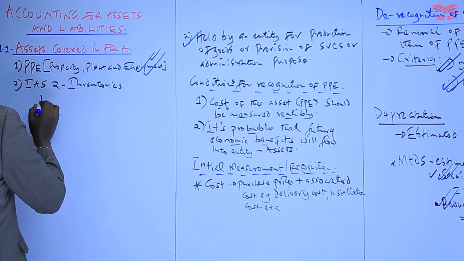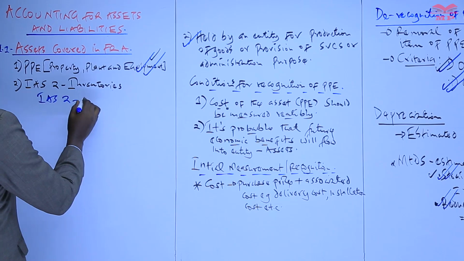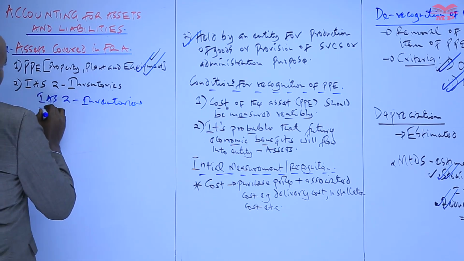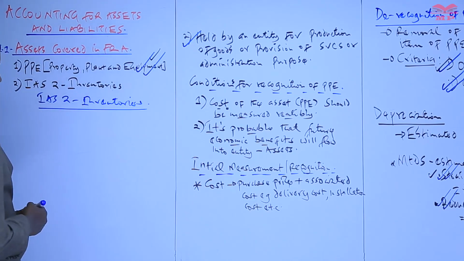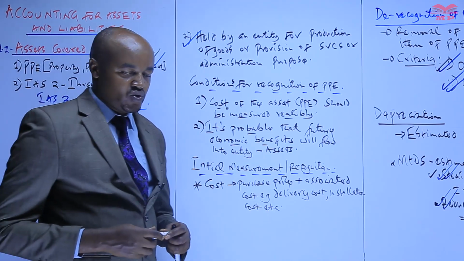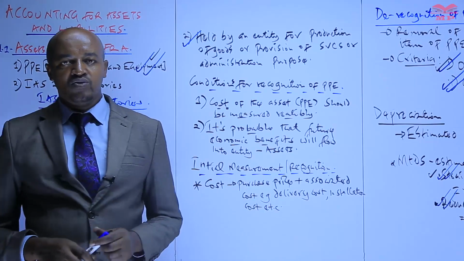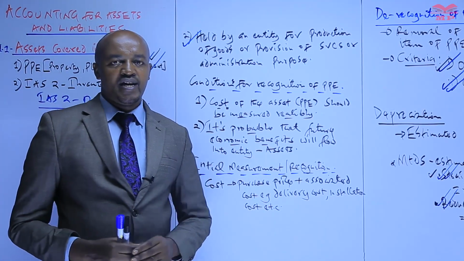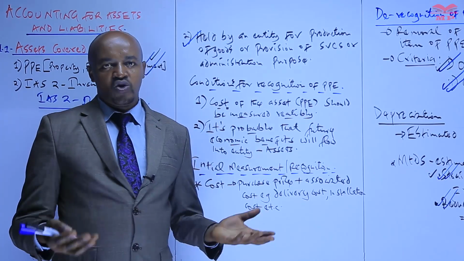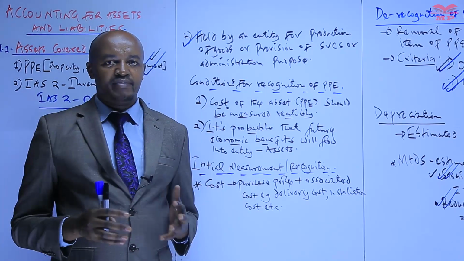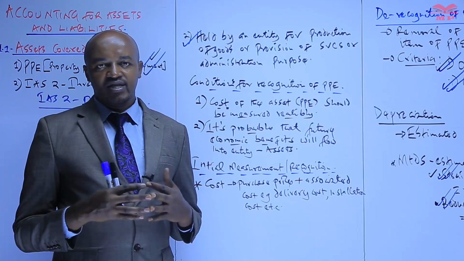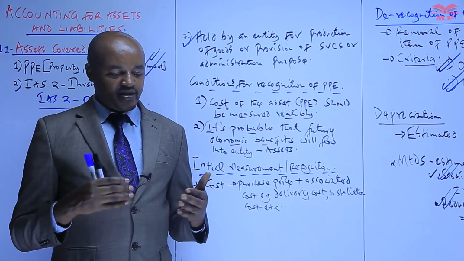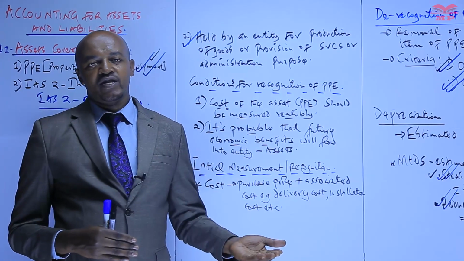and that is inventory. Inventories. So when we talk about inventories generally, this refers to those particular assets which are held by the business in the ordinary course of business. Any asset which is held by the business in the ordinary course of business is an inventory. A good example of this is the goods which are bought and which are meant for resale.